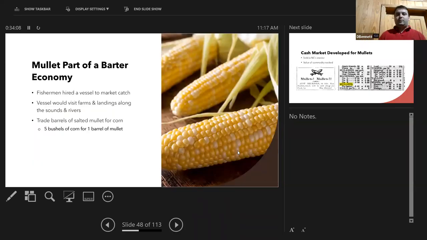Also, the mullet fishery was part of a barter economy. So a lot of these guys who are fishing along the coast, they'd hire a middleman who owned a sailing vessel to go out and market their catch. These sailing vessels would go along the sounds and rivers of North Carolina offering mullet at various landings. And generally, the going rate was about 5 bushels of corn for every barrel of mullet for that period.